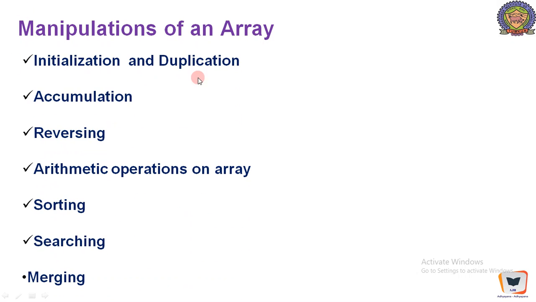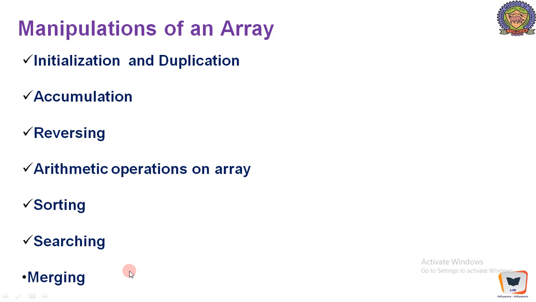We did initialization and duplication, and we explained the accumulation of arrays into a single element, the reversing of an array, arithmetic operations on arrays mostly concerned with statistics, sorting of an array, and we have implemented bubble sort and selection sort, searching of an array. We searched for an important element called key in an array, and we did implement two famous methods. One is the linear search, the other one is the binary search.